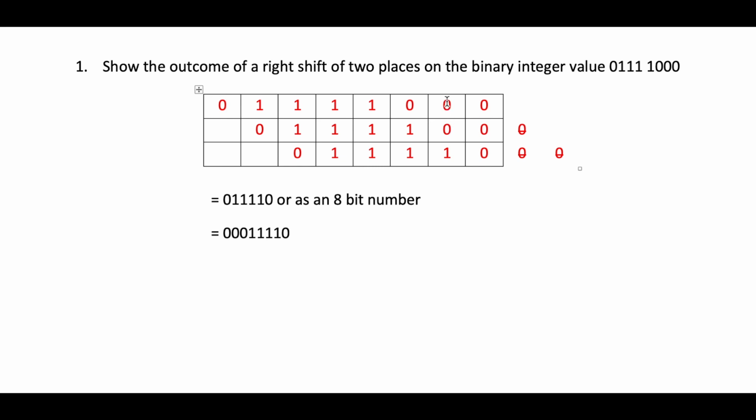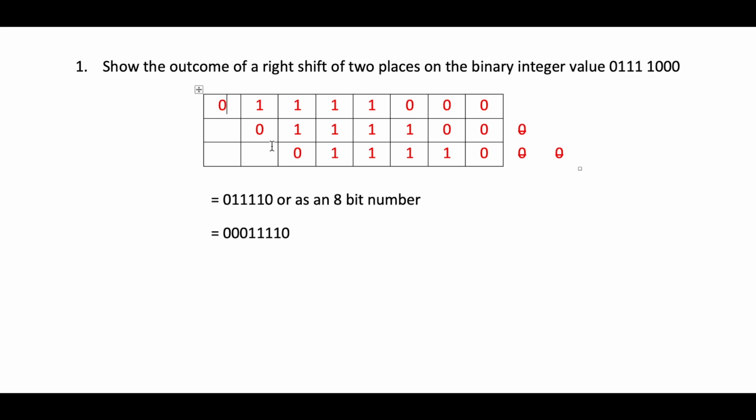Now that leads us to this final 0. When we move it down to the right, it doesn't fit in the table. So I've put a little strike through here just to represent that we're going to ignore that digit. So now we've performed a single right shift on the original number. But the question is asking us to do a 2-place shift. So we do the shift again.